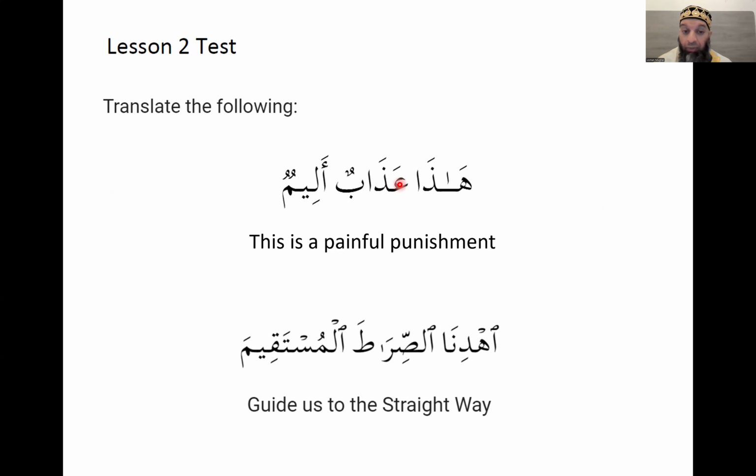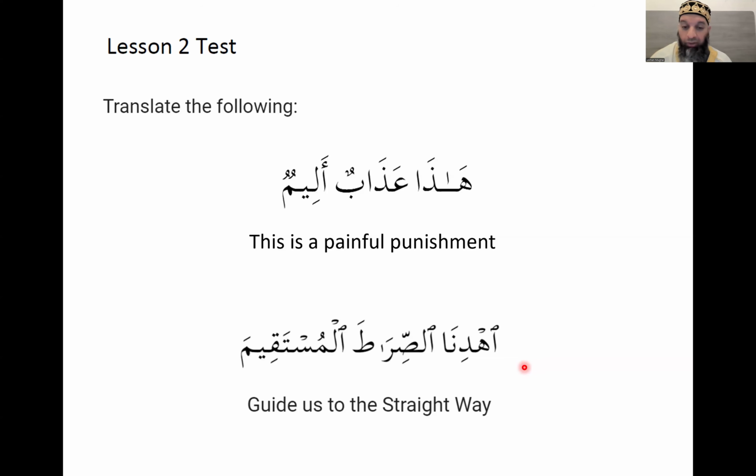And also adhabun means a punishment, not the punishment. So this is a punishment, painful. Are we happy with that? Hadha, this is adhabun, a punishment. Can't be the punishment. And alimun is painful. Okay.